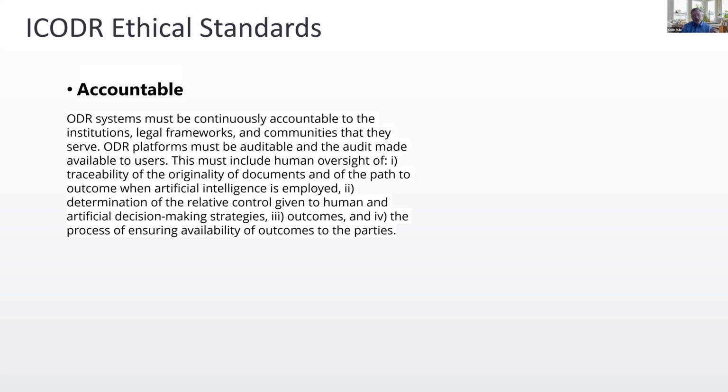You can't just run a platform and have individual parties come in, resolve their case, and then they move on, and no one ever sees any systemic metrics about the performance of the ODR system. There need to be outside organizations, preferably organizations that are within the community being served by the ODR platform, that have the ability to come in and audit the performance of the system and then see a snapshot of all of the outputs generated. Sometimes that's the only way that some flaws in the design of the ODR system can be identified. So this must include human oversight of one, traceability of the originality of documents and the path to outcome when artificial intelligence is employed. And we're going to be talking about artificial intelligence several times in these standards. Two, determination of the relative control given to human and artificial decision-making strategies.